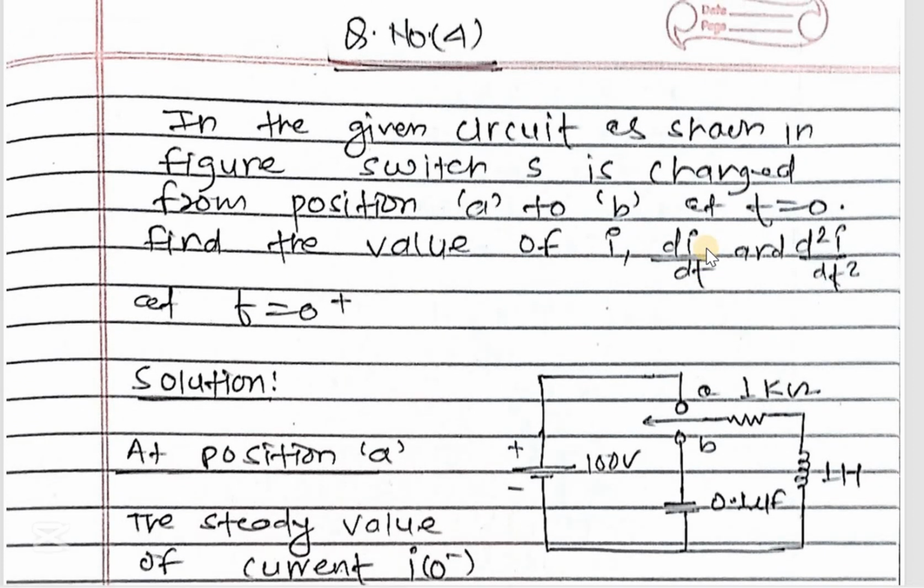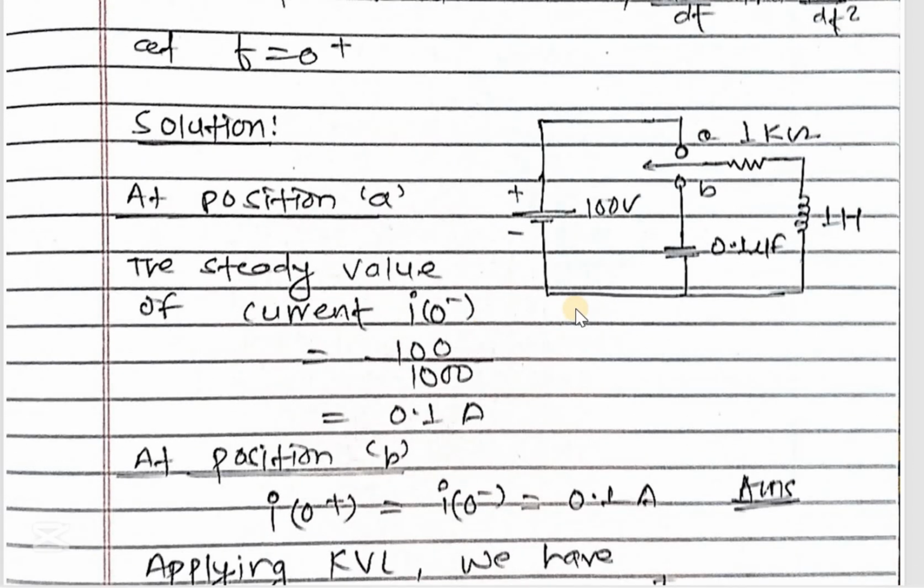And the numerical problem is: in the given circuit as shown in the figure, switch S is changed from point A to B at t equal to 0. Find the value of di/dt and d²i/dt² at t equal to 0. And this is the circuit diagram.